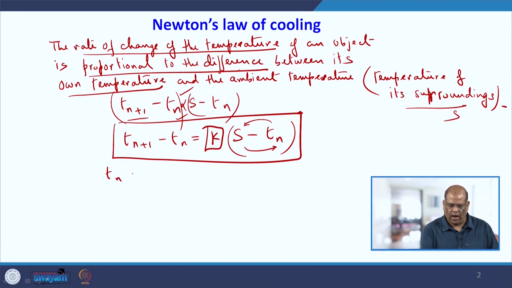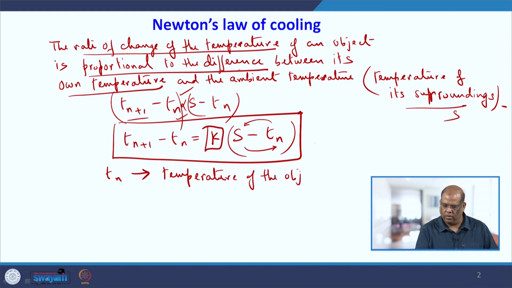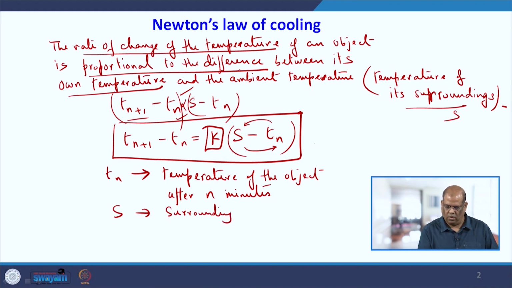So, here your Tn is the temperature of the object after some time, say some n minutes, can be n hours also. S is the surrounding temperature, and K is the constant of proportionality.